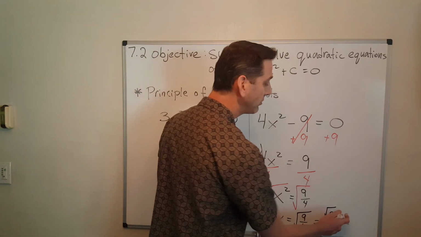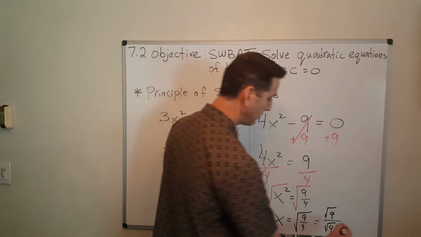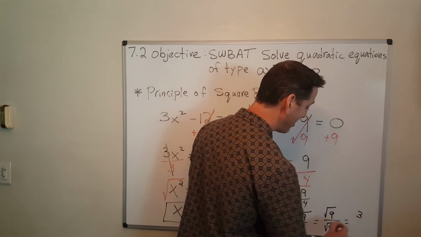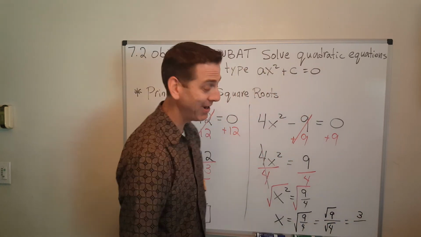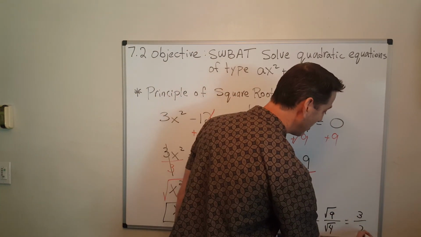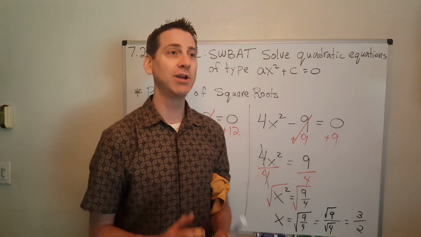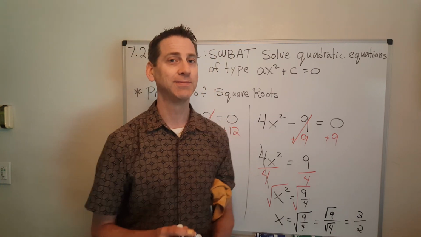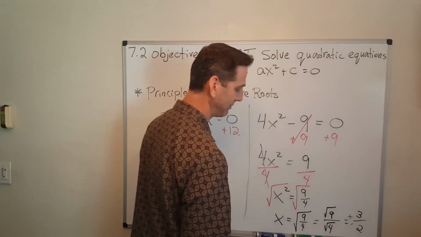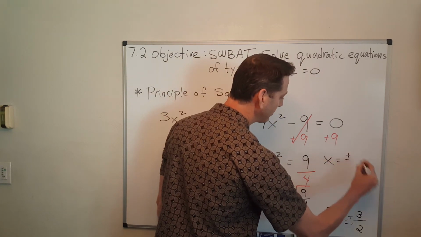All right? Now what's the square root of 9? What number squared gives you 9? It's 3. And what number, actually there's two solutions there, right? What number squared gives you 4? 2. Now remember that anytime you square root a number, you're going to get 2 solutions. Okay, so this is going to be plus or minus.